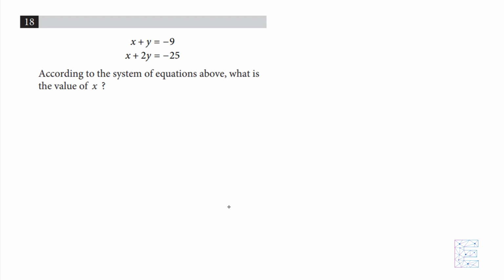According to the system of equations above, what is the value of x? So we've learned that to solve a system of equations, we have options. You can either use the graphing method, the substitution method, or the elimination method. But we found that when the equations are written in standard form, the best method to use is the elimination method. So let's go ahead and do that for these two equations.